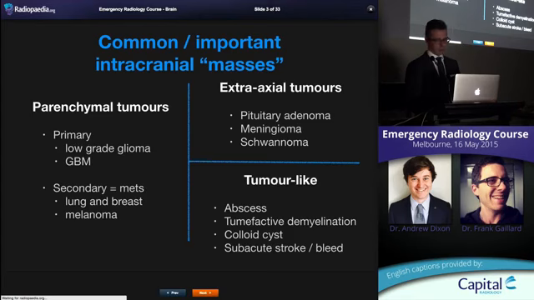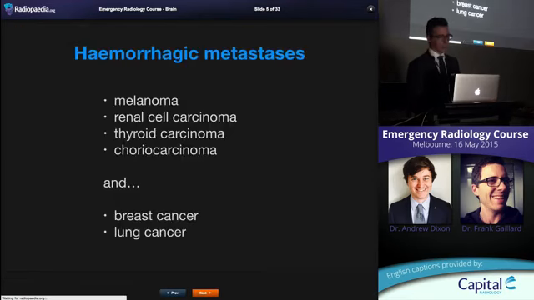I thought I had a list. Here we go. The common hemorrhagic metastases are these four. These are the classic ones. When we say these are classic hemorrhagic metastases, what we mean is, if you take 100 cerebral metastases from one of these, the majority of them will be hemorrhagic.